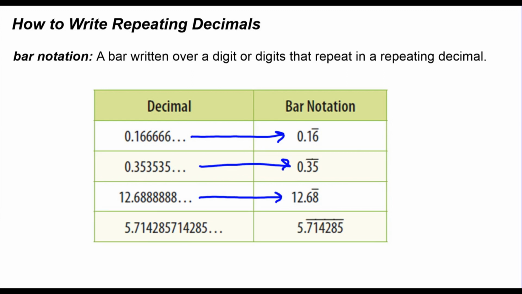The next one is a number that's greater than 1, actually: 12.688888. And here again, the 8 is the only thing that repeats. So again, we write all of the digits, 12.68, but only the bar goes over the 8.